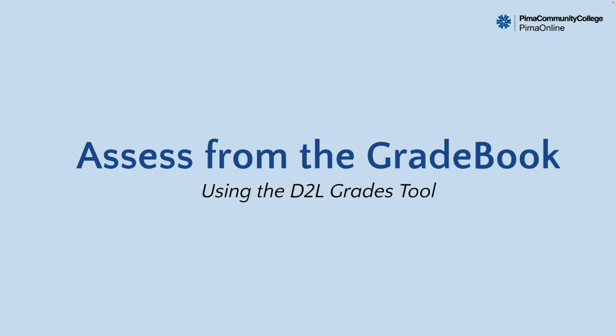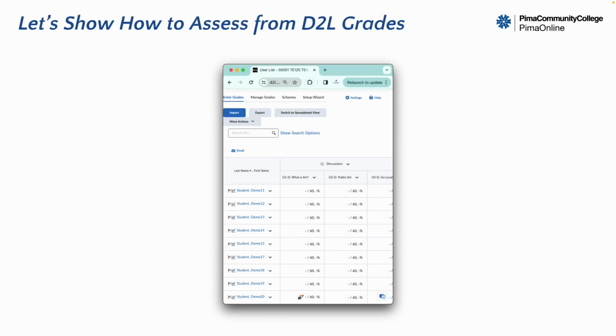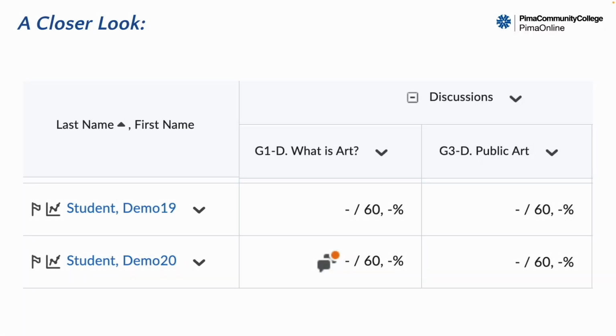All right, so let's take a look at what it looks like to assess from the gradebook using the D2L Grades tool. So first off, this is what it looks like when we open it up. We can take a closer look here at a sample of work that's been submitted. You'll see a little icon with an orange dot in the upper right corner for one of these students, which means that they've been the first to submit.